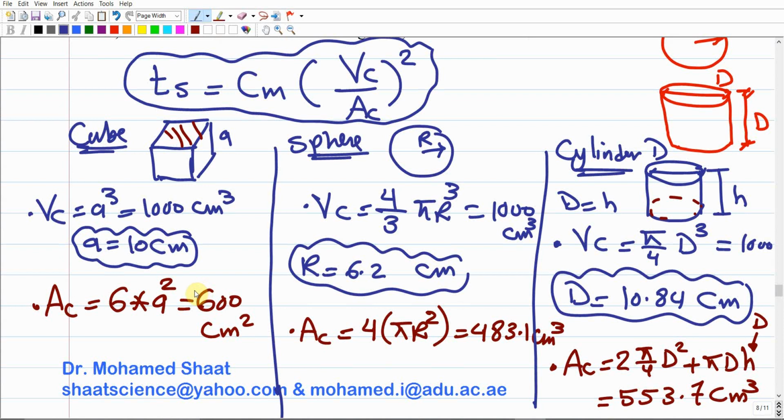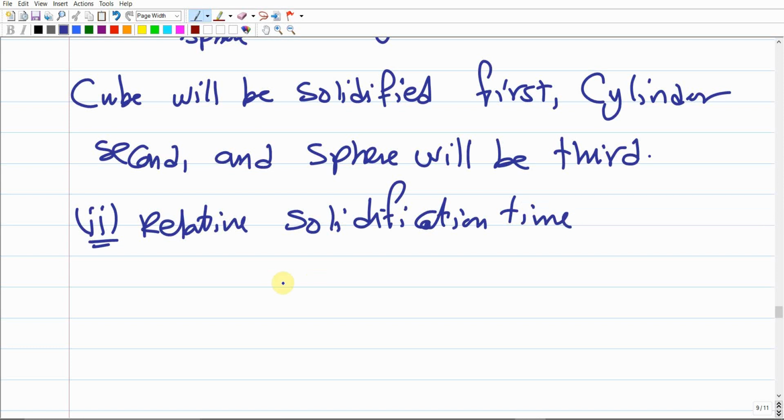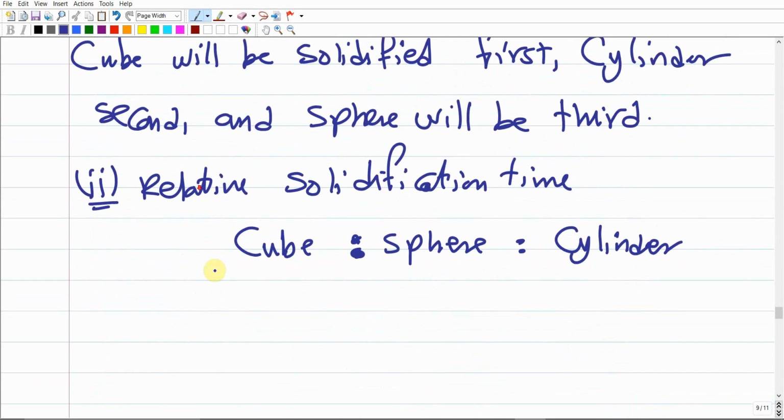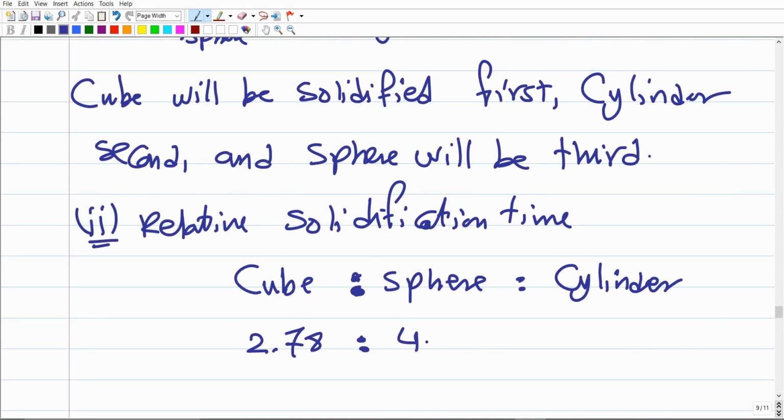So for the second requirement, the relative solidification time is going to be cube to the cylinder to the sphere. In the middle we just used the sphere, to stick to the same arrangement that we put up there. It's going to be 2.78 to 4.3 to 3.3, right? This is for the second requirement.